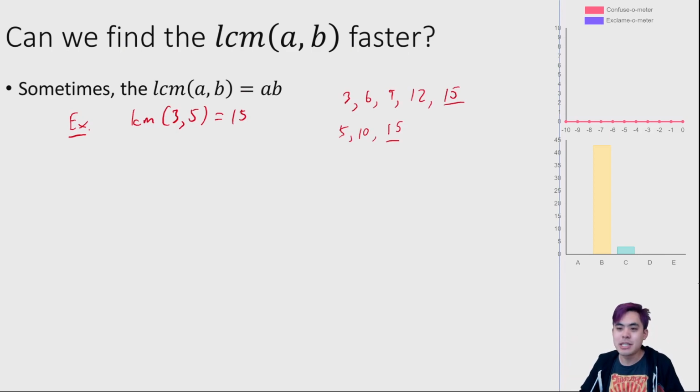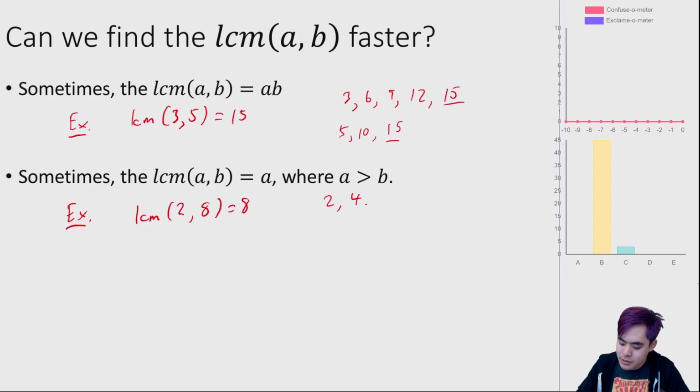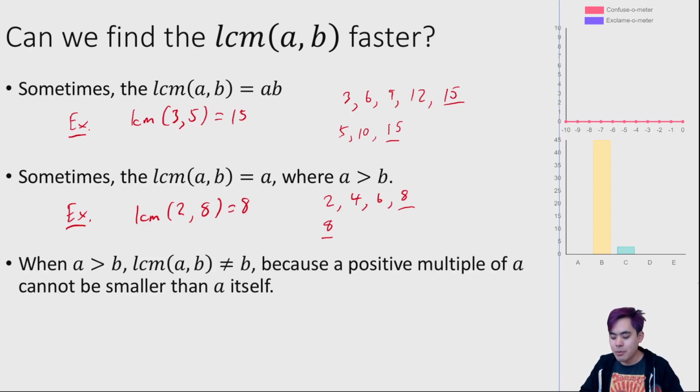So sometimes the least common multiple is just the product of the two. Sometimes the least common multiple of A and B is equal to A, where A is greater than B. Sometimes it's the bigger of the two numbers. We saw it a moment ago. So for example, the least common multiple of 2 and 8 is equal to 8: 2, 4, 6, 8, and just 8. Note that when A is greater than B, the least common multiple of A and B cannot be equal to B, because the positive multiple of A can't be smaller than itself. So the least common multiple of two numbers can't be smaller than one of the numbers, right?